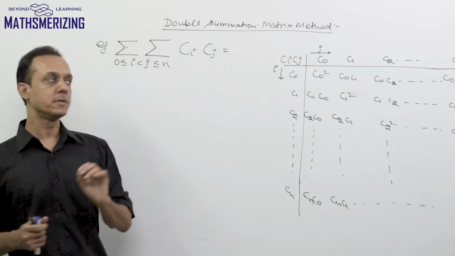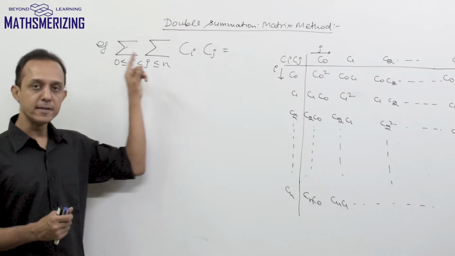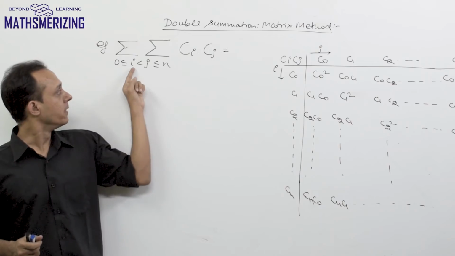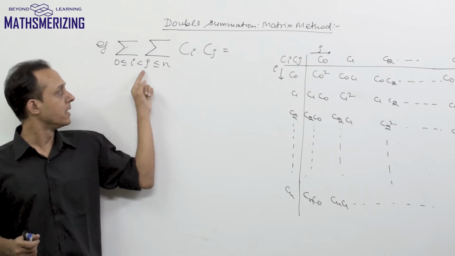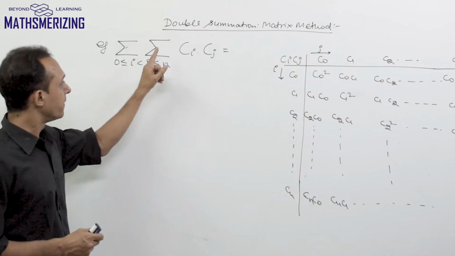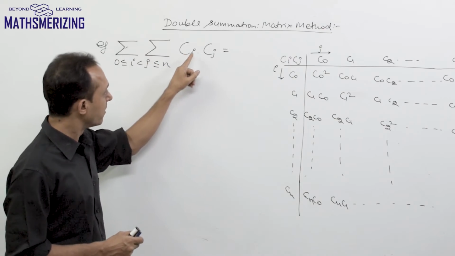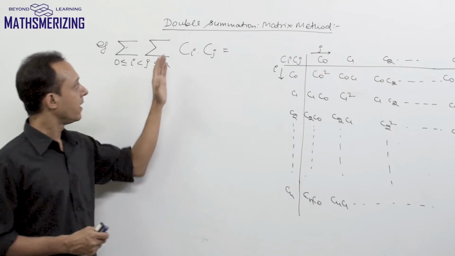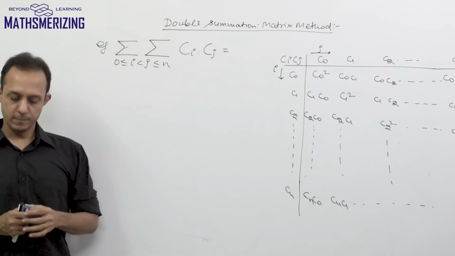So I'll take up an example. Say for example, I need to find this double summation, which is Ci into Cj when i is greater than or equal to 0 but less than j, which is less than or equal to n. So I need to find the product of all these binomial coefficients Ci into Cj when the value of i is less than j, and then we'll need to add them.